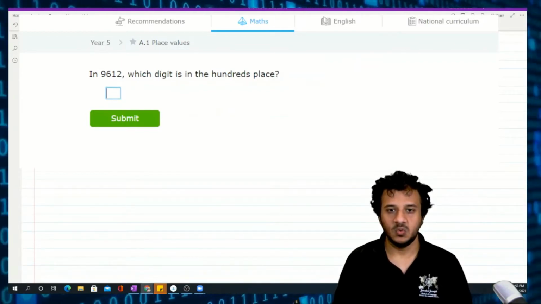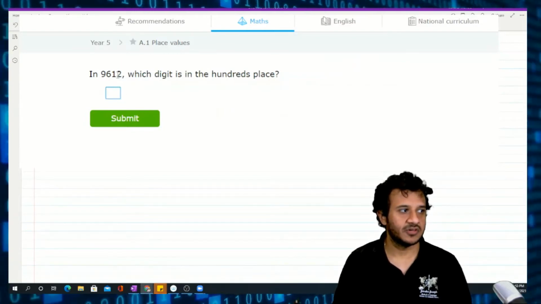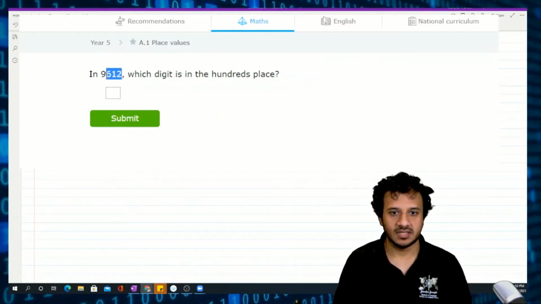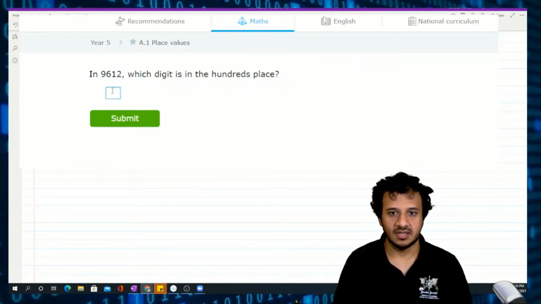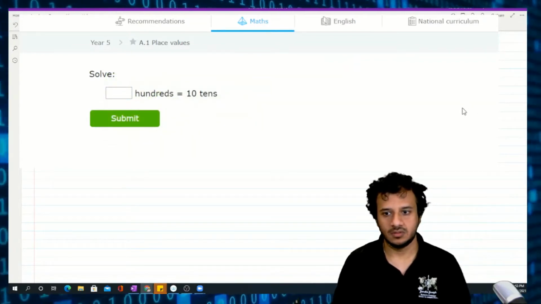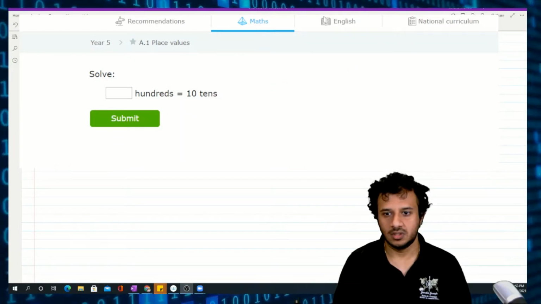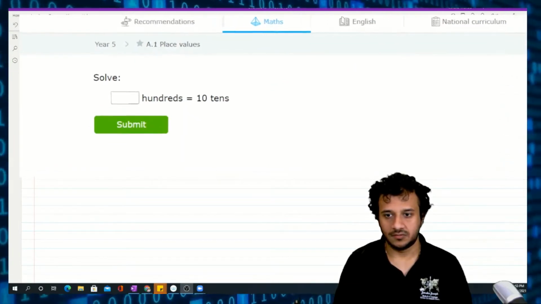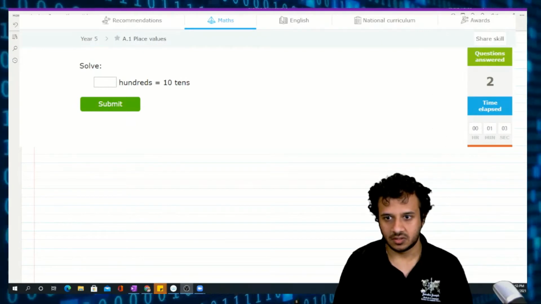And then in 9,612, which digit is in the hundreds place? So what will the hundreds place be? This is ones, tens, and this is hundreds. So this 6 is in the hundreds place. That's good. I think you can't see the score I'm doing at the moment. You have to definitely know how our scores work, isn't it? So let me fix that. There you go.